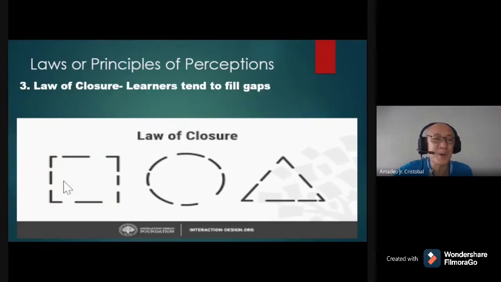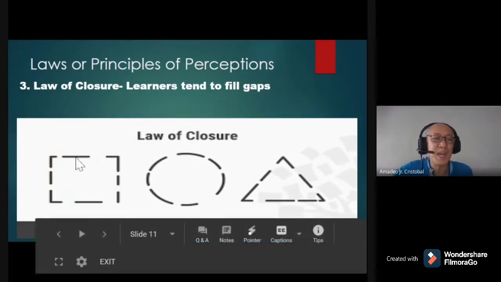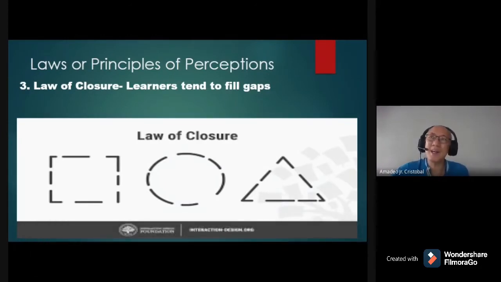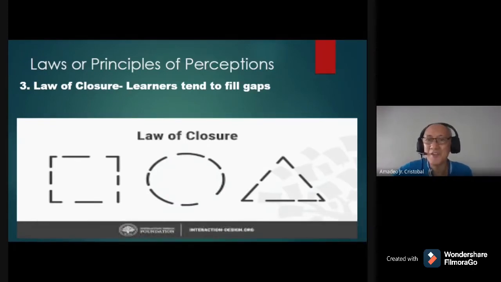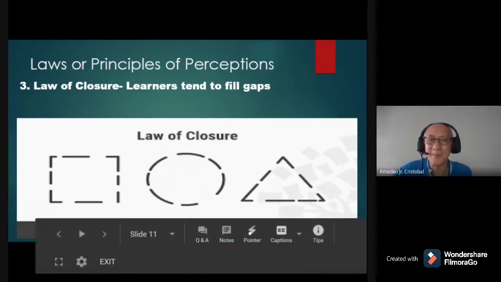Say, for example, in the first figure, we have lines that seem to be a square. So all you have to do is fill the gap to make a square. The same with this one. At the middle, it seems to be a circle. So when you fill the gap, it will really be a circle. That is the law of closure: when there are symbols that have gaps, the tendency of the human being is to connect them.